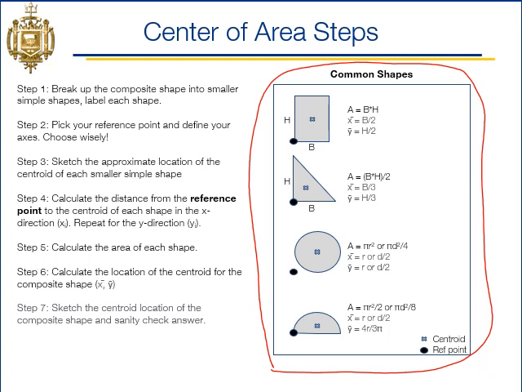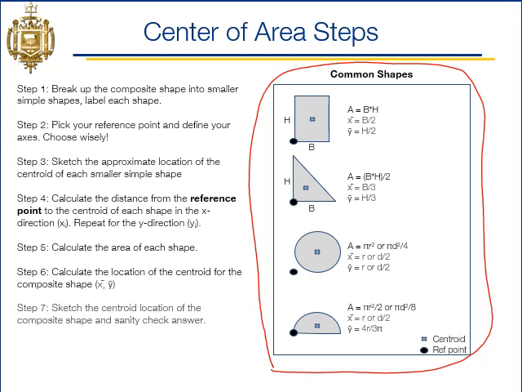So, rectangles are pretty easy. Our x distance from a reference point to the centroid is just half of the base, so b over 2. And for our y centroid distance, it's just going to be h over 2.